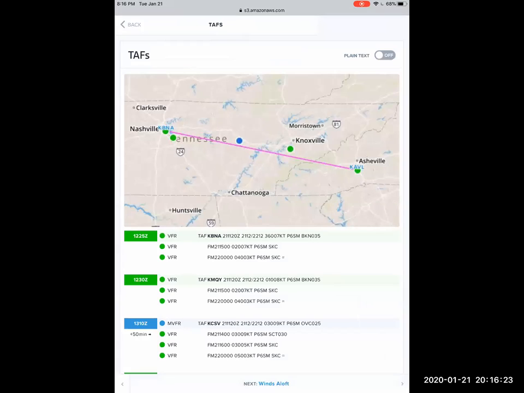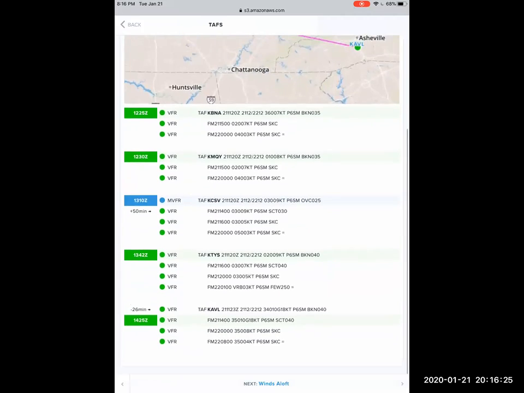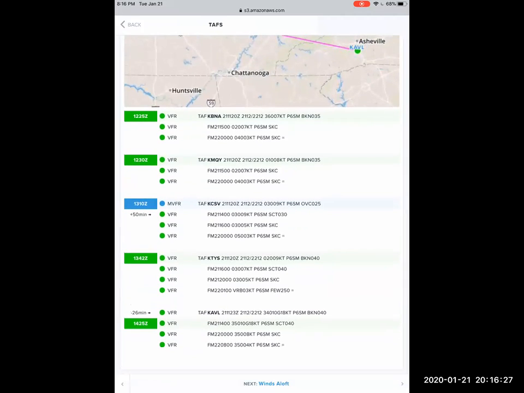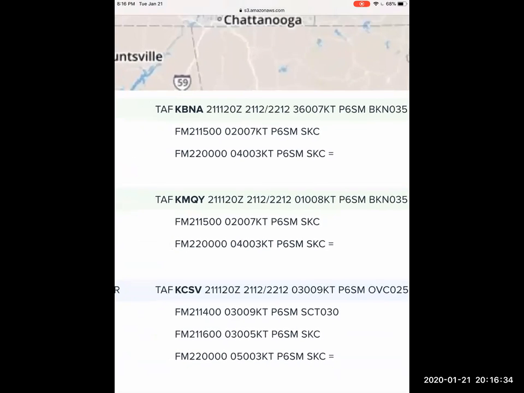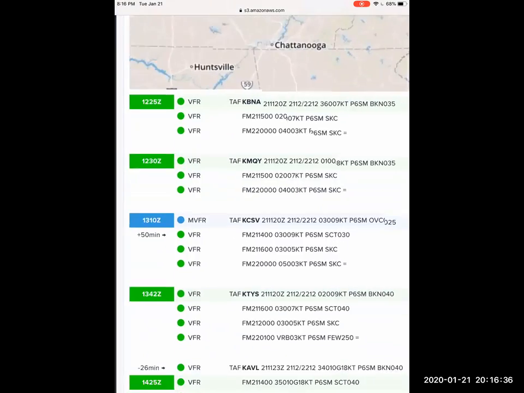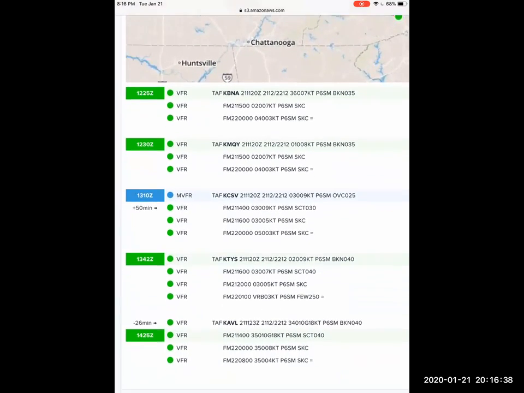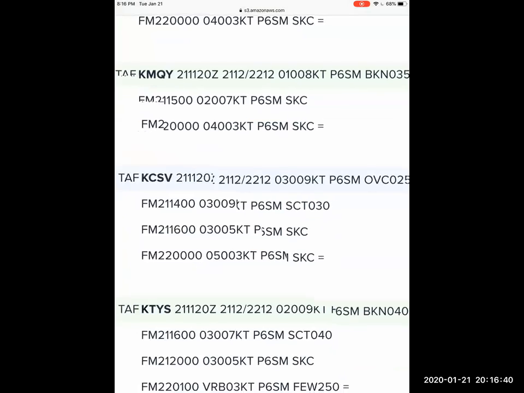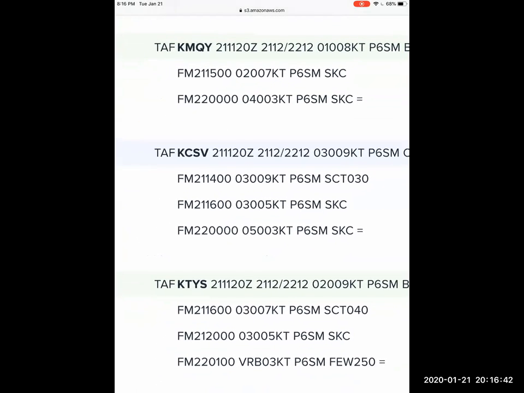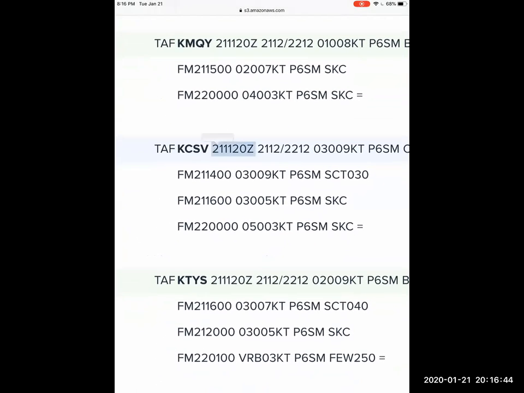If you were on the fence, of course, taking a look at TAFs along your route of flight, by waiting later, once again, how long do I have to wait until the next TAF comes out? And in this case, let's say that our concern is, for example, the KCSV airport. We can see that this was released on the 21st day of the month at 1120 Zulu. How often do these come out?